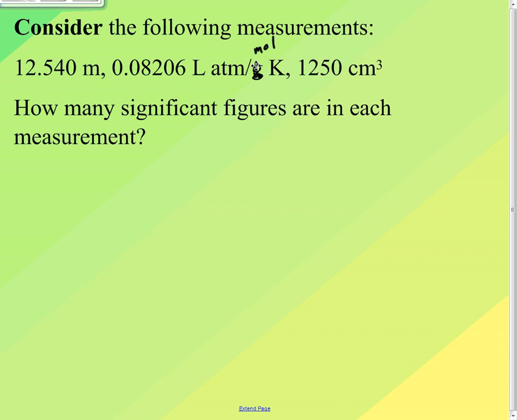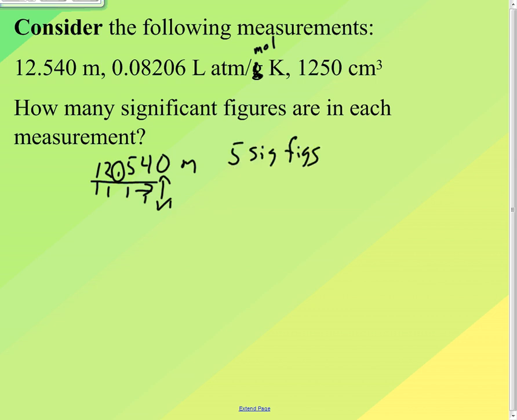Okay, you ready to give this a shot? Let's give it a shot. Here we go. We have 12.540 meters, right? First thing we know is what? All non-zeros are significant. What can we say about this 0? Well, I have a decimal, and my 0 is to the right of my last non-zero. That means that 0 is what? It is significant. So that means I have 1, 2, 3, 4, 5. I have 5 sig figs.